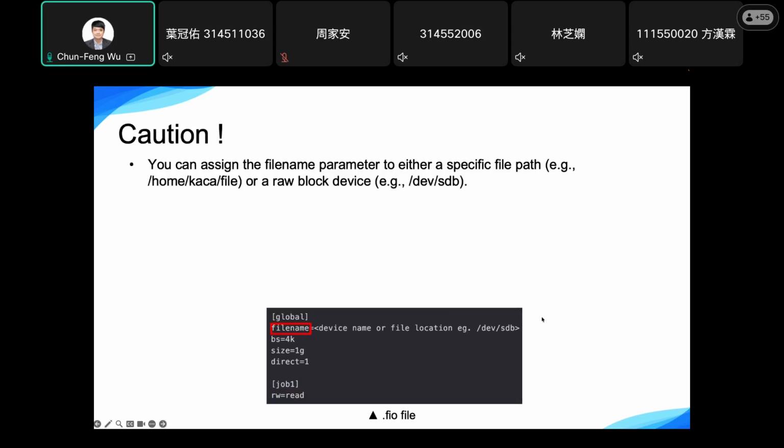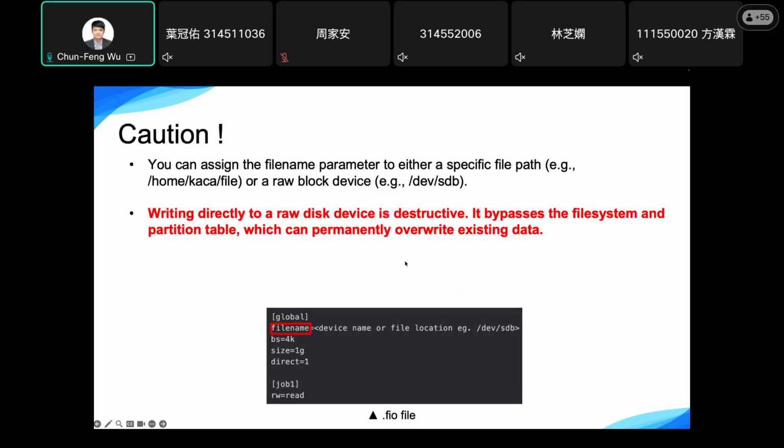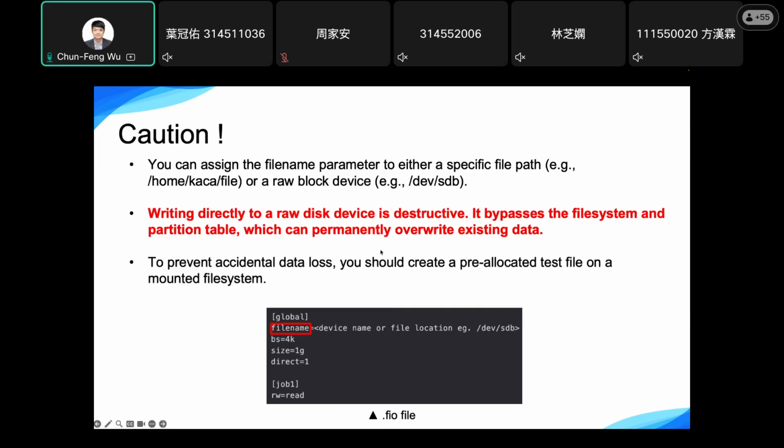There is a caution here. You can assign the filename parameter to either a specific file path, or a raw block device. If you are testing writing behavior, writing directly to a raw disk device is destructive. It will bypass the file system and partition table, which can permanently overwrite the existing data. So if you are testing writing behavior, you need to create a pre-allocated test file on a mounted file system, not just test on a raw block device.